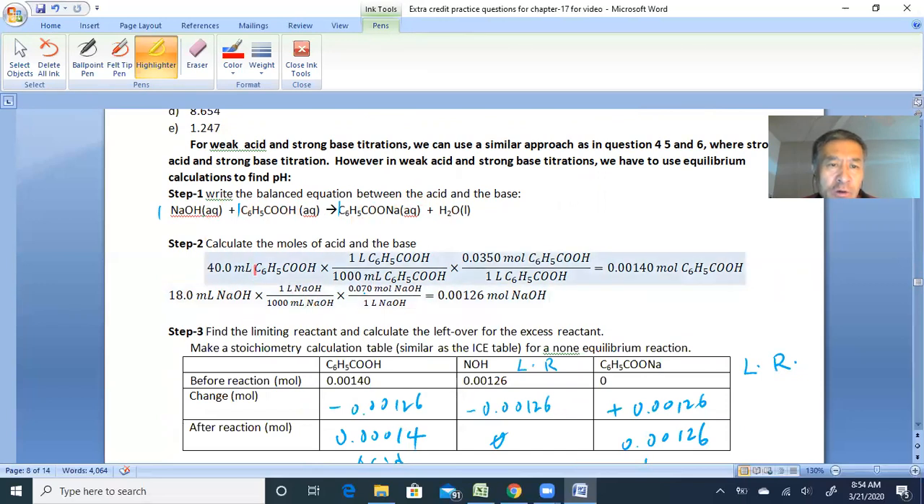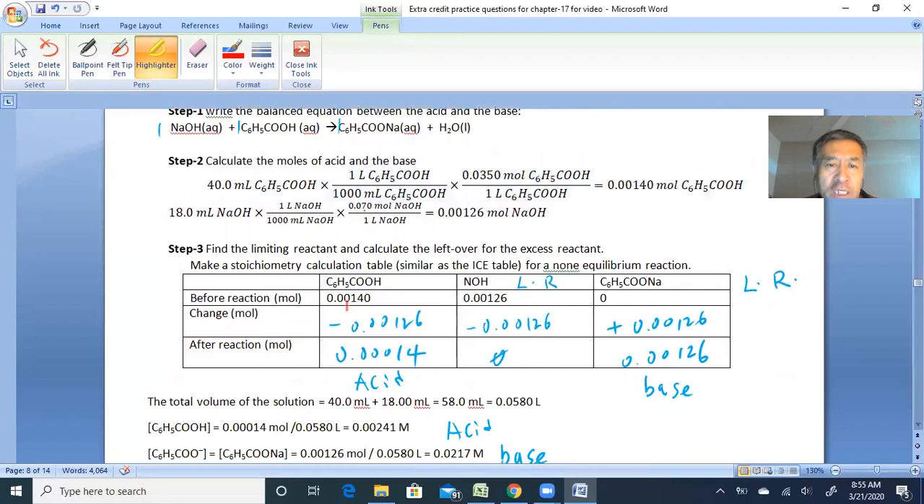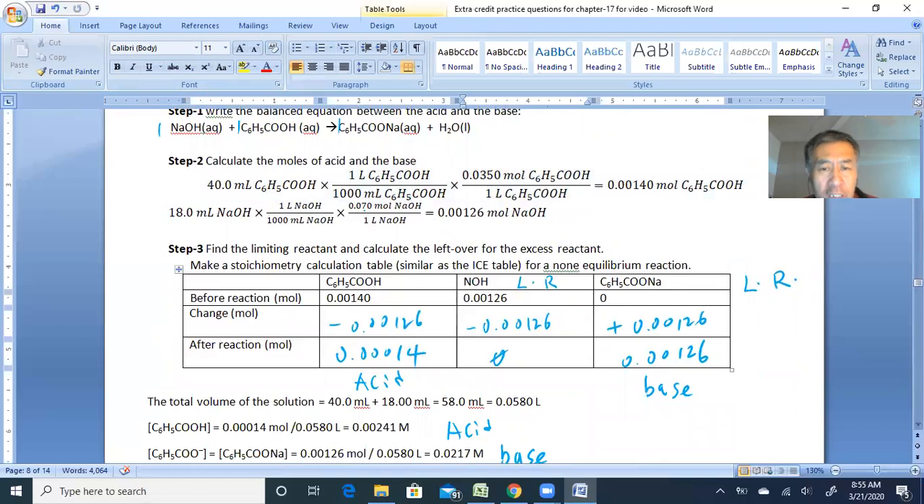Then we calculate the moles of the acid. We know the volume of the acid, and we convert milliliters into liters. And then from liters to moles, we get this many moles of our weak acid. We do the same calculation for our base. So we have 18 milliliters of the base, converting to liters and using the molarity of the base, we get the moles of the base. Then we summarize this information in this table. So we have our acid, base, then our conjugate base. So there should be an Na.